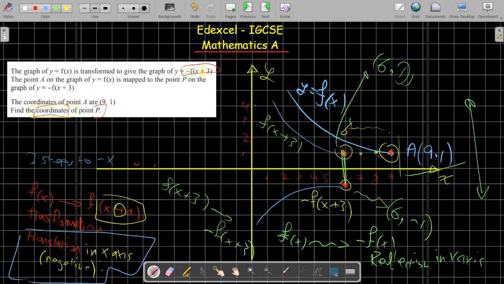So that's the answer. After a lot of sketching, because I needed to explain it, you will say that P is equal to (6, minus 1). That's it for this problem.